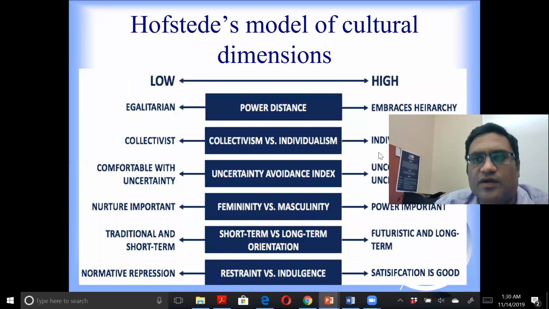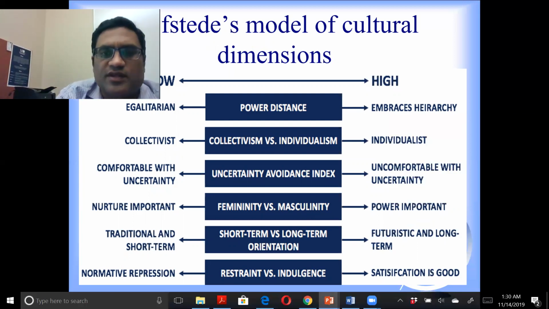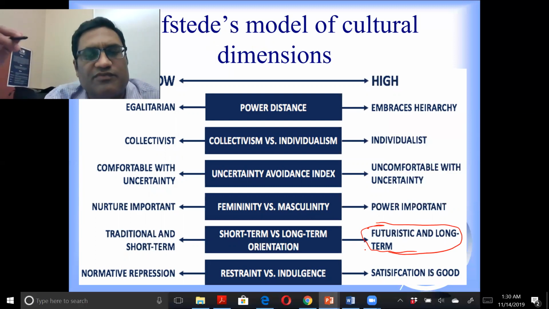Now here come Hofstede's cultural dimensions. Let's say I'm going to picture this. Again, you're supposed to discuss all of these, but I'm just giving you brief explanations. I don't want to make this video too long.